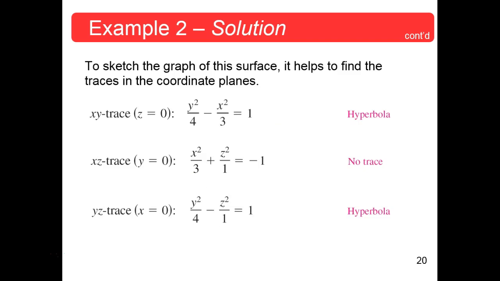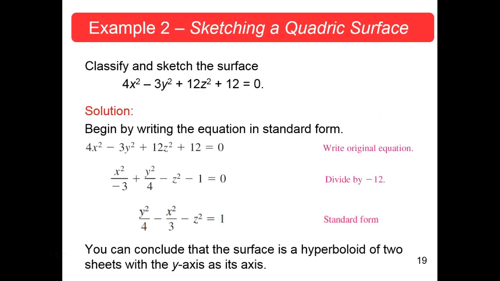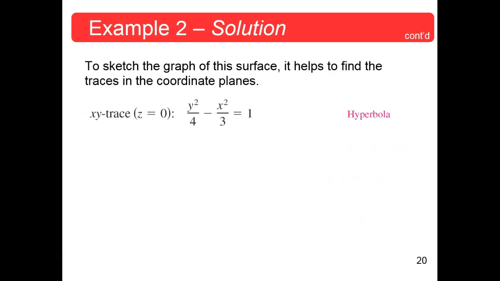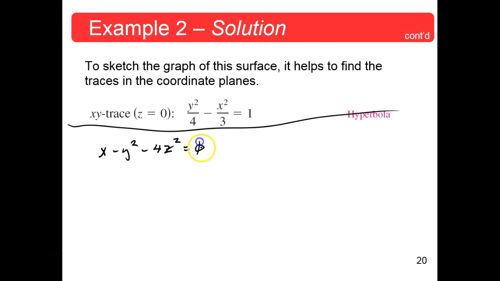They're skipping example 3, so let's try to do example 3 here. Shame on them, all they say is classify and sketch the surface. x minus y squared minus 4z squared is equal to 0.